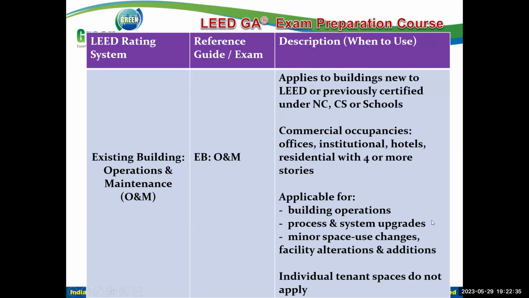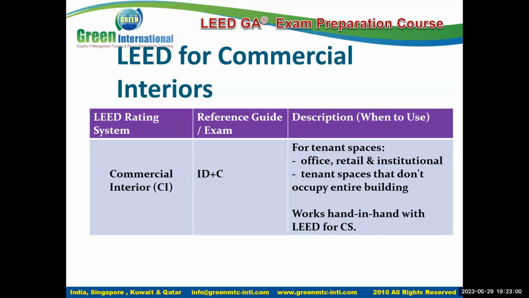We're talking about, say, planning to replace the entire HVAC system or the entire plumbing system. So they're just one particular system, but they can still be taken into consideration under operation and maintenance. Individual tenant spaces would not apply here, because it would be a very small part, and they do not really have the scope of applying for operation and maintenance on their own.